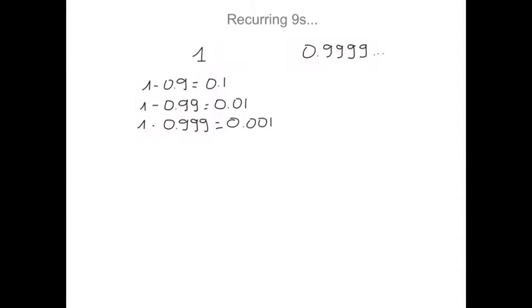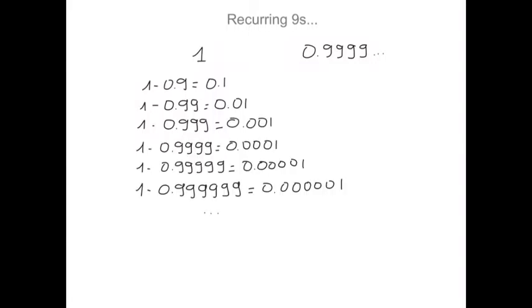And let's continue the sequence. We get these results that you can easily continue for yourself. What is important here is to notice that these numbers here get closer and closer to the 0.9 recurring that we want to get to. And the sequence of the differences here is getting smaller and smaller. So it gets closer and closer to 0.